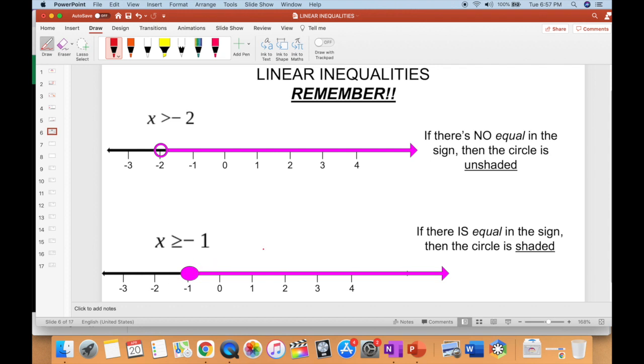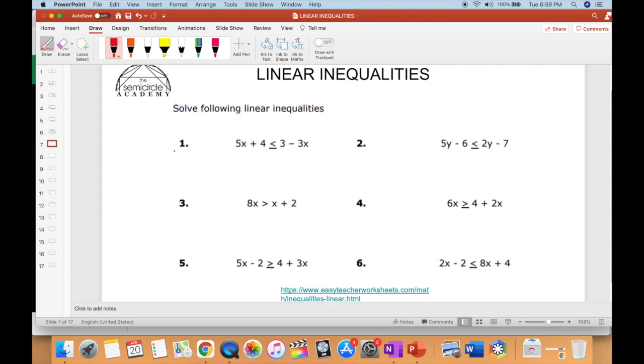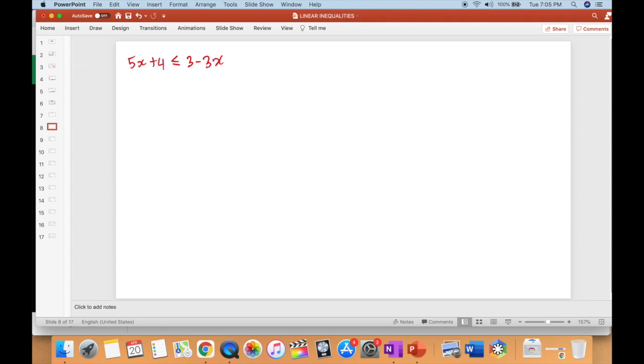So give this a real quick write down, and let me hear. Let's try number 1 and number 2. And remember, when you get your final answer, you have to show it on a number line. And I'm just going to treat this like any other problem. I might want to put all of my x's on one side. So I'll throw this 3x on this side, and I'll throw this positive 4 on this side, right?